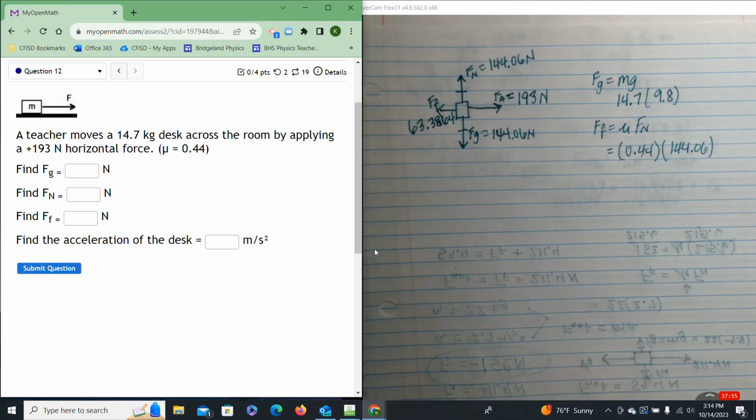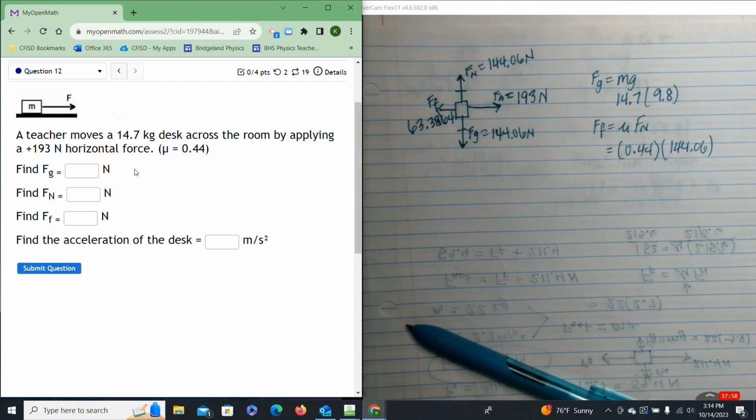All right, so let's go ahead and fill in what we can. Fg is 144.06 newtons downward. I'm going to call that negative 144.06. Fn is 144.06 newtons upward. Ff is 63.3864, and I could have rounded this to 63.39, and that would have also been fine. However, I forgot one thing. Ff is to the left, so let's go ahead and call that negative.